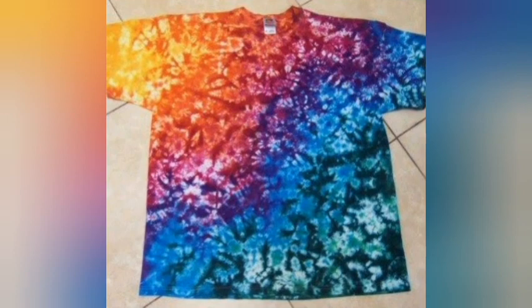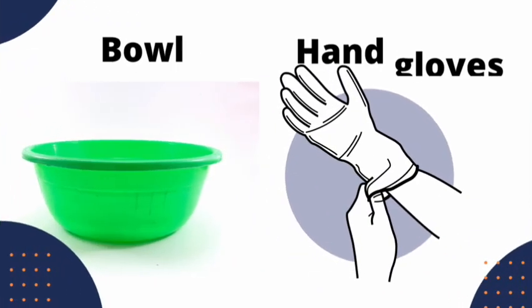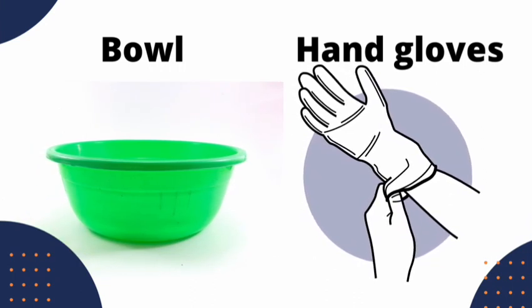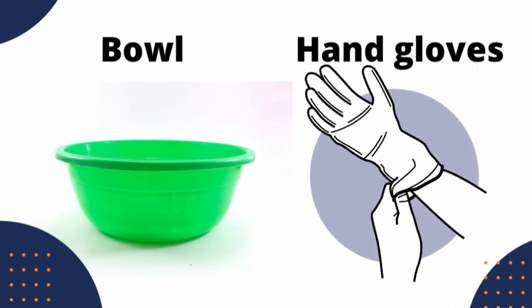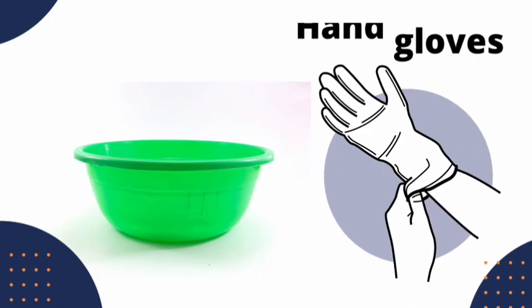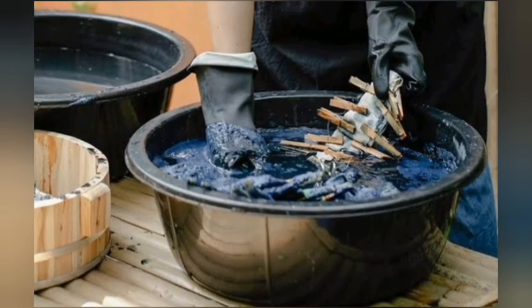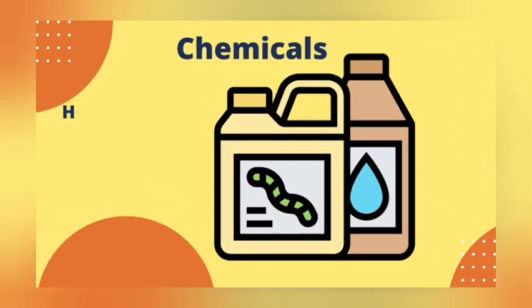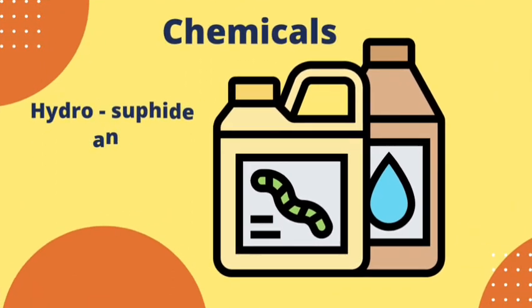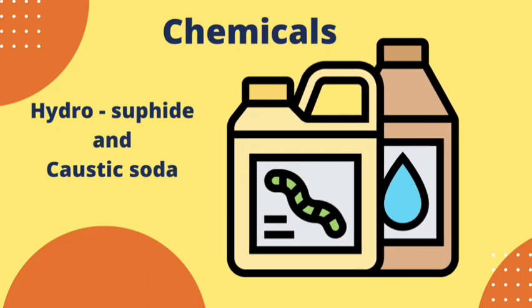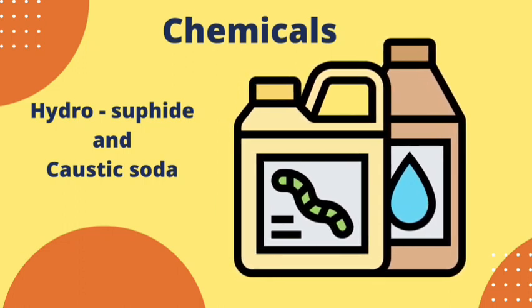So now let's look at some of the materials and tools used in tie and dye. We have bowls. We also have gloves. Bowls are used to mix dye, and we also wear gloves to protect us from the chemicals used in dyeing fabrics. We also need our chemicals. In tie-dye, we make use of two chemicals, which are the hydrosulfide and caustic soda.